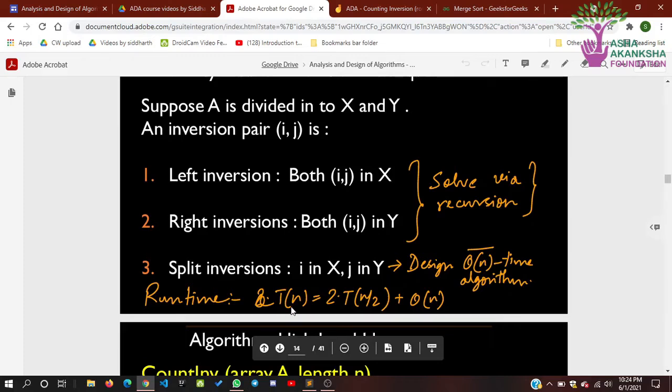Now for the split inversions we have to do something special. How efficient should that be? How fast should that part of the algorithm be? Because right now we are at a very crucial stage in which the time complexity of this part will determine the time complexity of the entire algorithm. One mistake here and your time complexity will just peak. So we have to design an order of n time algorithm for counting these split inversions.